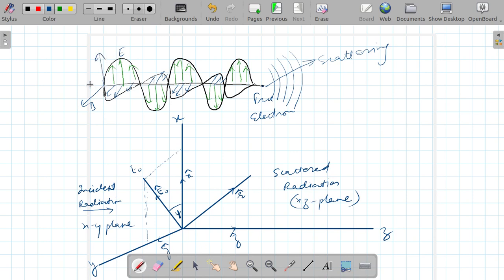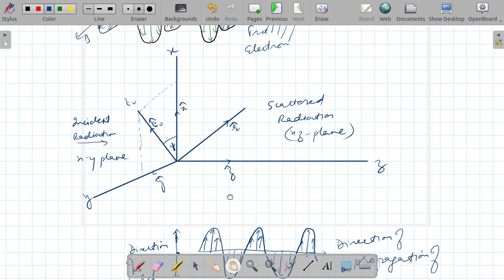It's like this, and it's propagating along this direction. And here it's a free electron, and this electromagnetic wave, when it interacts with this, gets scattered in this direction. So in the Cartesian coordinate system, this can be represented in this manner. Say it is the incident radiation coming in the xy plane, and its amplitude is represented by E naught vector. And say this is the scattered radiation, and it is scattered along the xz plane.